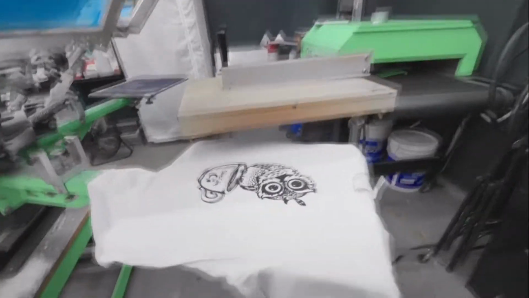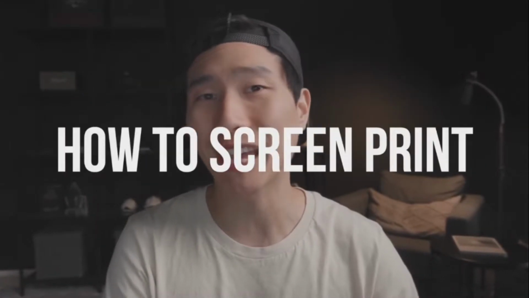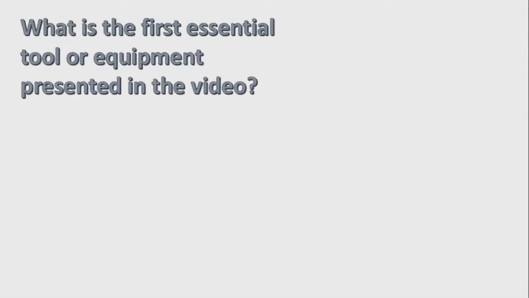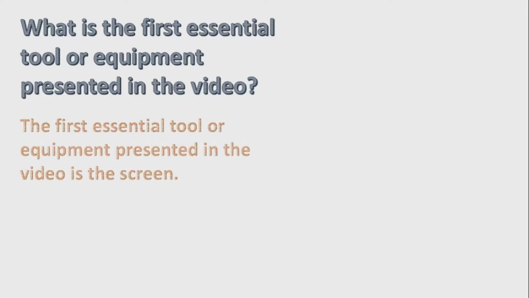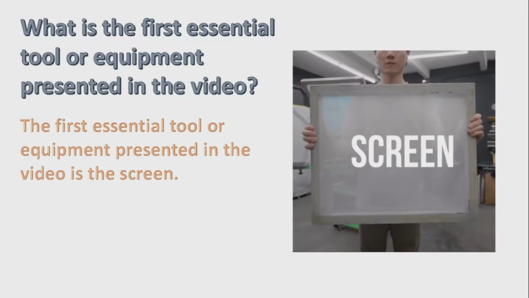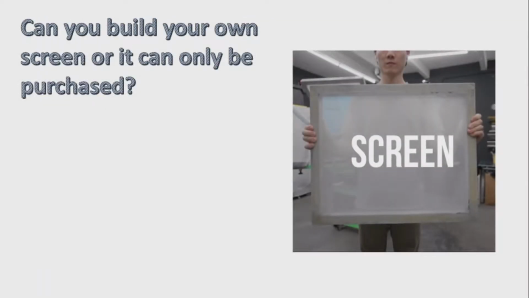Now, let us check the answer for your assignment number 2 in Art 6, also part of the topic, printmaking. Number 1. What is the first essential tool or equipment presented in the video? The answer is, the first essential tool or equipment presented in the video is the screen. Number 2. Can you build your own screen, or can it only be purchased? The simple answer is, yes. You can build your own screen.